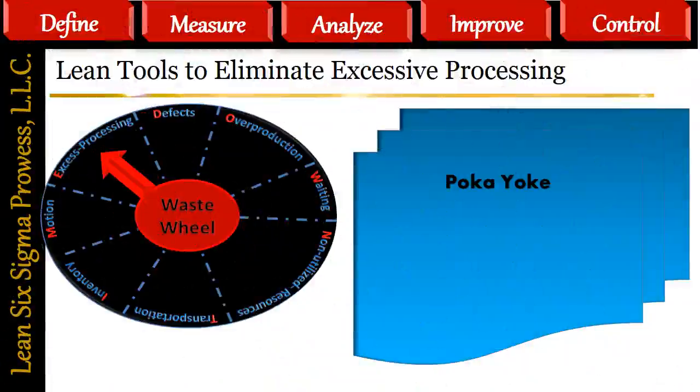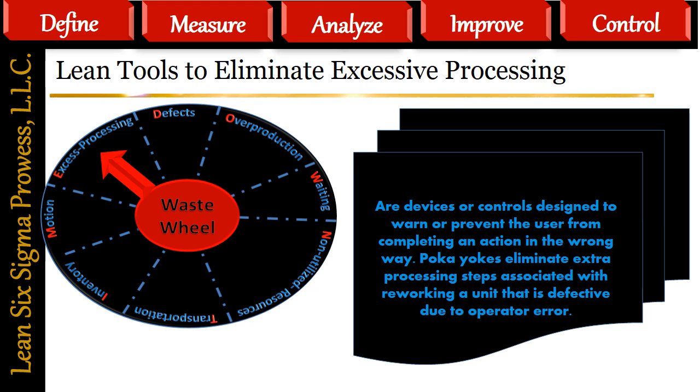Eliminate or reduce excessive processing by implementing poka-yokes. Poka-yokes are devices or controls designed to warn or prevent the user from completing an action in the wrong way. Poka-yokes eliminate extra processing steps associated with reworking a unit that is defective due to operator error.